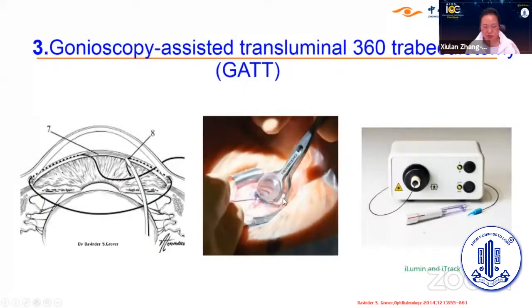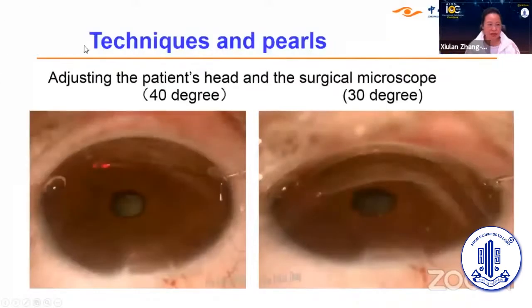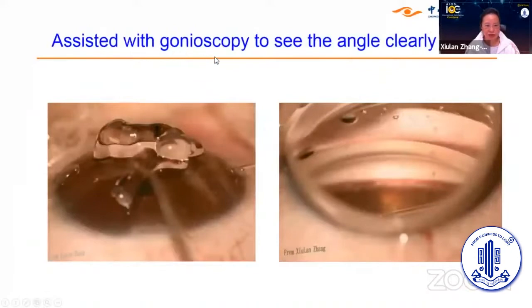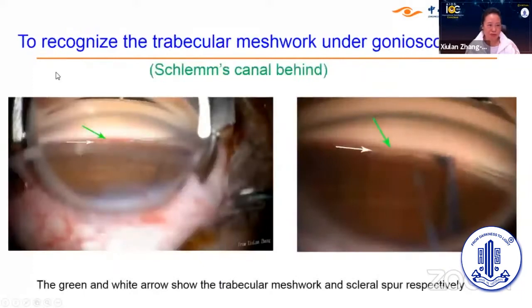We call it GATT. We need gonioscopy. We also need the illuminate and iTrack system. The key step includes several parts. First one, adjusting the patient's head about 40 degrees, and the surgical microscope about 30 degrees or so to an appropriate position. Assisted with the gonioscopy, we can see the angle clearly. The most important thing is to recognize the trabecular meshwork under gonioscopy. You need to make sure that Schlemm's canal is just behind the trabecular meshwork.